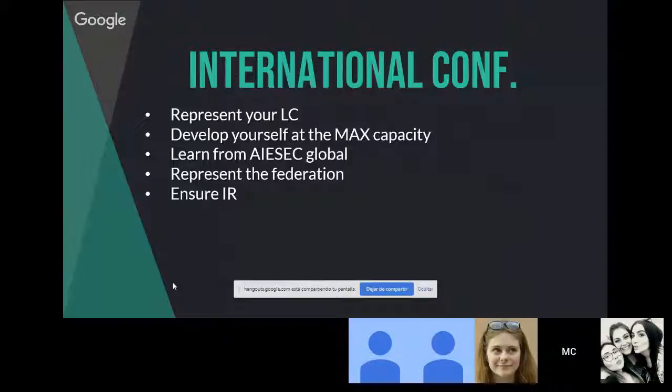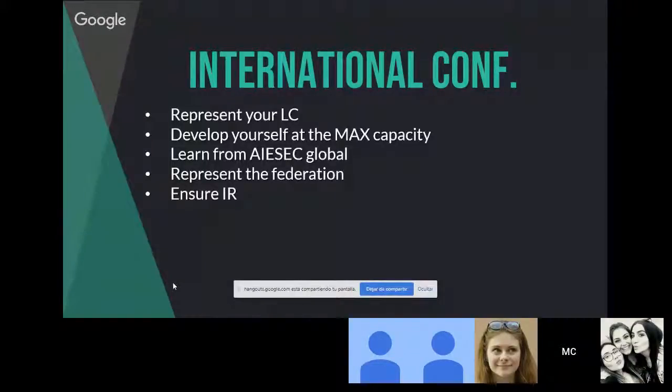Second, to develop yourself at the maximum capacity. When you go to an international conference, you are going to receive content that you are not going to find here, and you are going to find externals and partners that you are not going to be able to meet inside the conference of ISEC in France. So take advantage of it. We are going to learn what is happening with ISEC Global and what is the direction that ISEC International and the regional boards are giving to the organization.